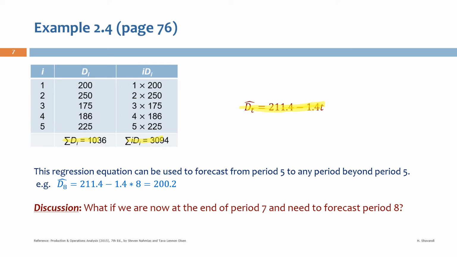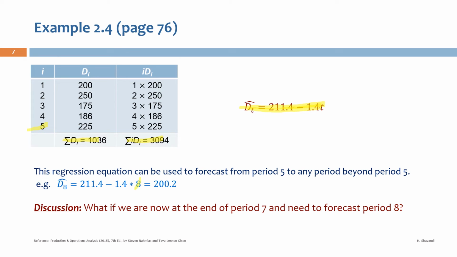So the intercept is 211.4 and the slope is minus 1.4. Okay, as you see here, we are at period 5, right? And if we want to make a forecast for period 8, then what should we do here? We just easily put 8 for t.